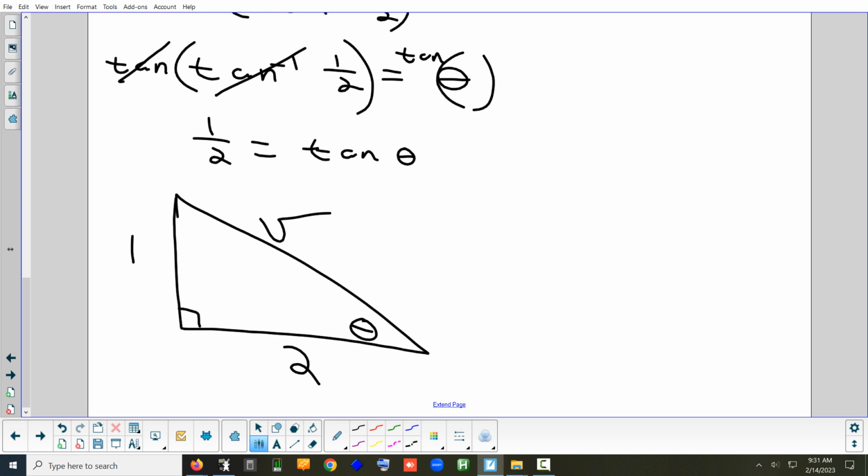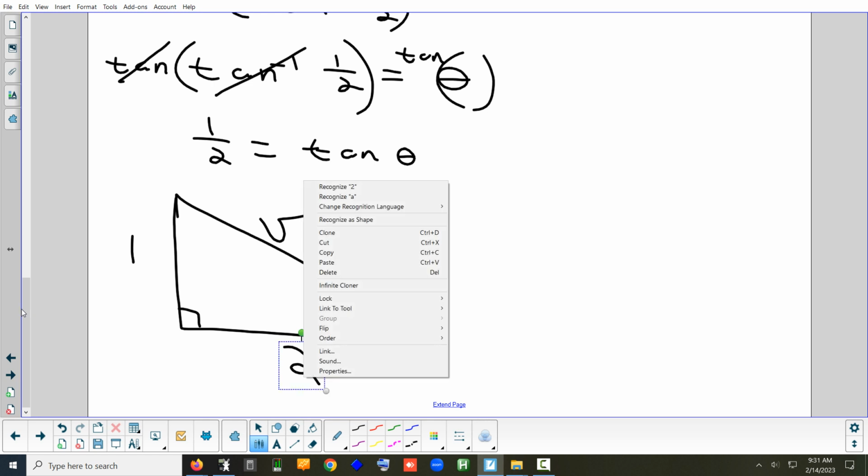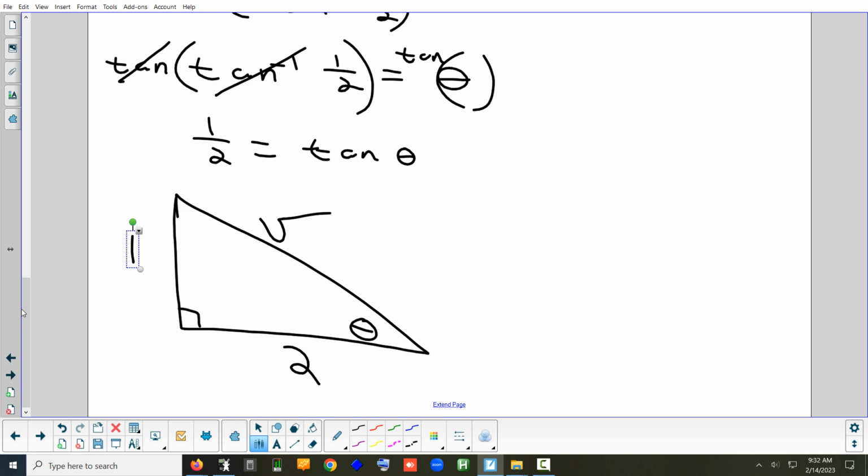It's going to be square root of... or was it 2? 5. Oh, 5. Square this, you get 4. Square that, you get 1. 4 plus 1 is 5. Wait, which one was the 1, 2, square root of 3? That's a 30, 60, 90 right triangle. Oh, is the hypotenuse a 2? Like opposite is 1? If the hypotenuse was a 2, then that would have been a square root of 3. Okay.